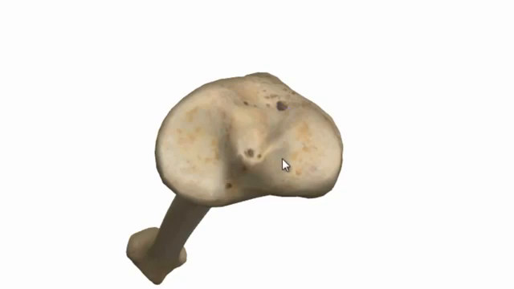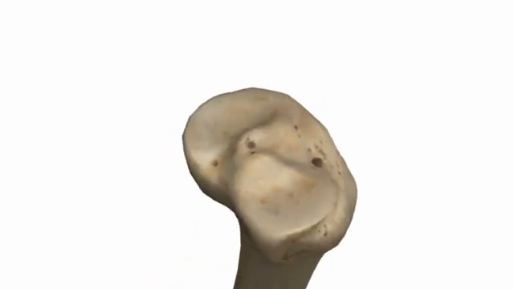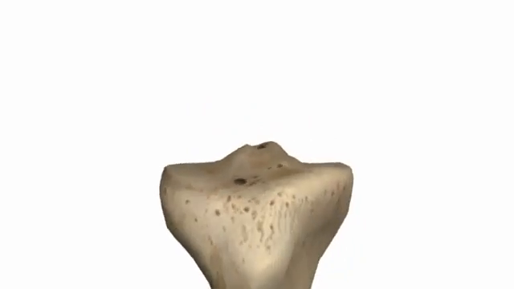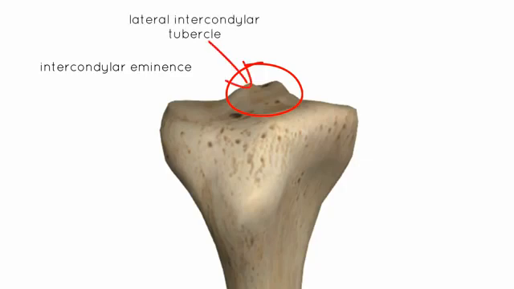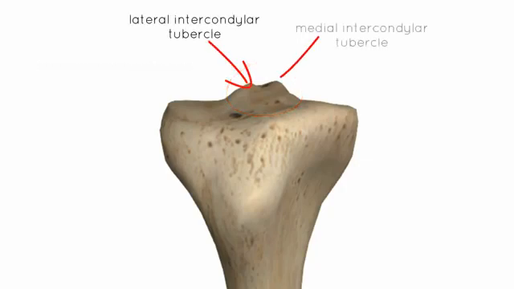This whole superior surface is referred to as the tibial plateau. It consists of the articular surfaces of the tibial condyles and this intercondylar region. So that's the tibial plateau. If I rotate the model around a little bit, you can see this eminence, this protuberance of bone. This is the intercondylar eminence, and laterally we've got the lateral intercondylar tubercle, and medially we've got the medial intercondylar tubercle.